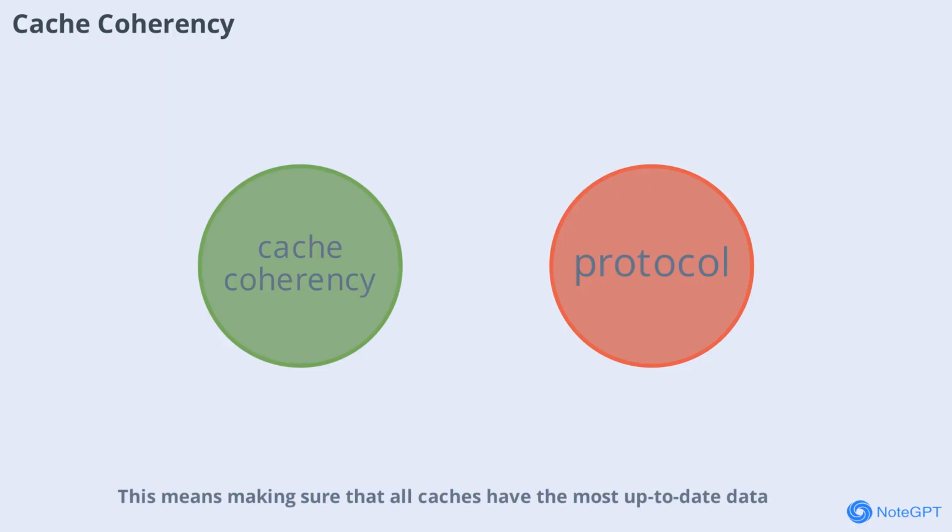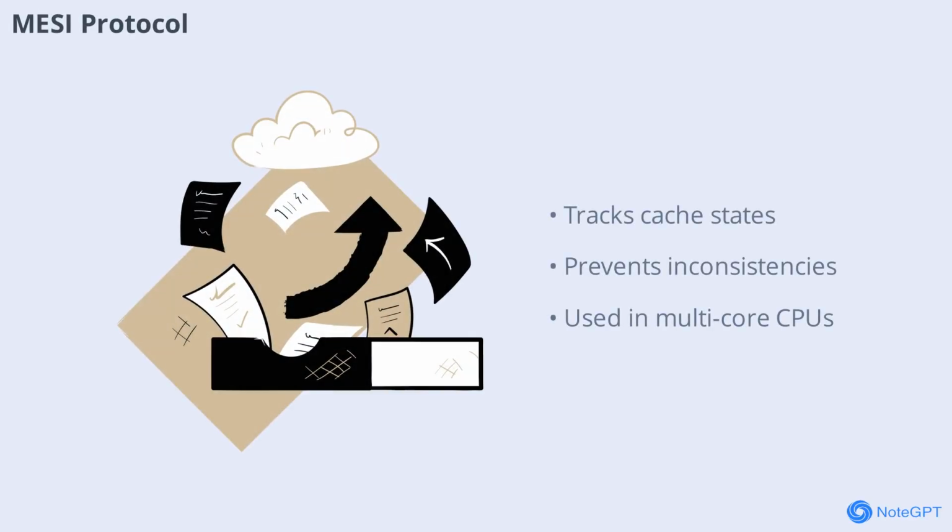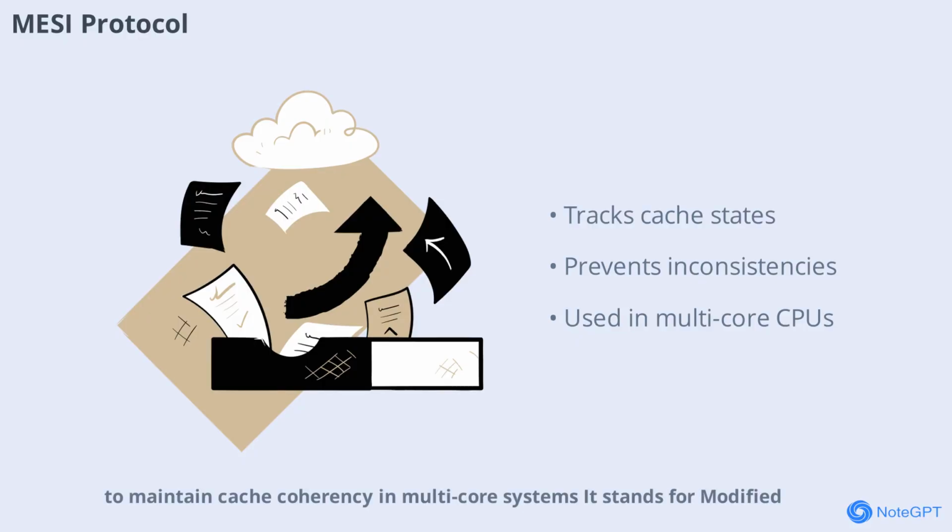This means making sure that all caches have the most up-to-date data so different parts of the system don't end up working with outdated information. Special protocols are used to keep everything in sync. The MESI protocol is a common way to maintain cache coherency in multi-core systems. It stands for modified, exclusive, shared, and invalid, the four possible states for any cache line. By tracking these states, the system can ensure that all cores see the same data, preventing errors and inconsistencies.